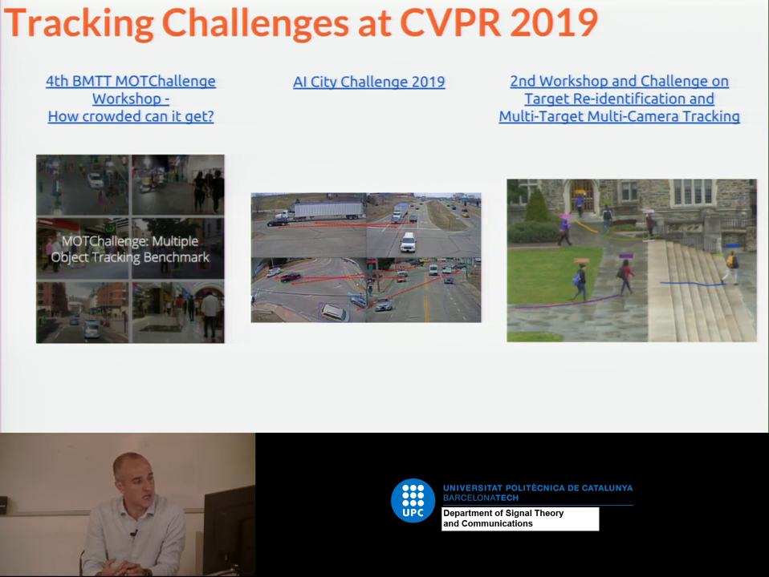Then there's this other challenge, the AI City Challenge 2019. You should be familiar with it already because that's the one you are looking at for your project. In this case there are also multiple objects, but there are multiple cameras as well. The main motivation is tracking vehicles and identifying vehicles across cameras in junctions. And there's another workshop and challenge on target re-identification, multi-target multi-camera tracking, which is a little bit of everything. I must say that I'm not that familiar with this workshop, but if you want to take a look, maybe you can try to solve it.